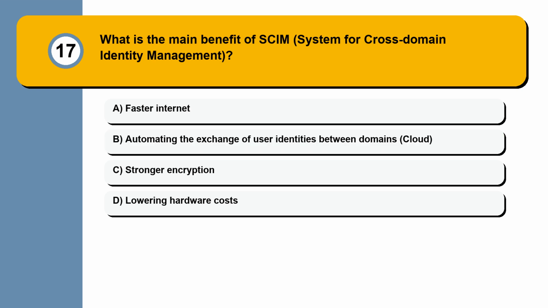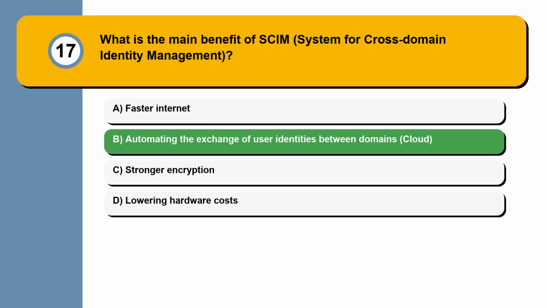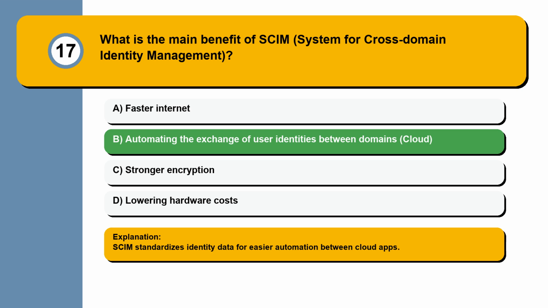Question 17. What is the main benefit of SCIM, System for Cross-Domain Identity Management? Faster internet, automating the exchange of user identities between domains, stronger encryption, lowering hardware costs. SCIM standardizes identity data for easier automation between cloud apps.